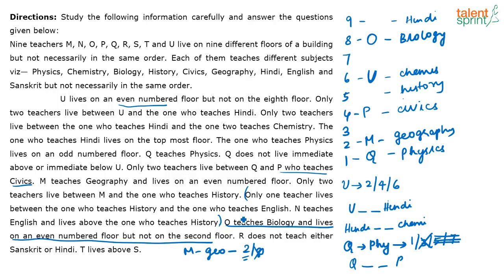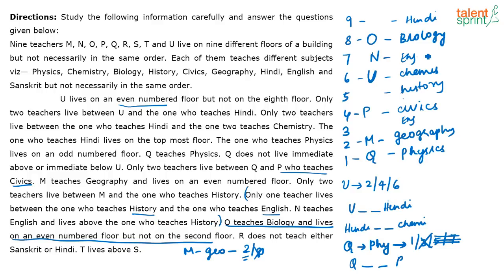So it is given clearly that there is only one person between the person who teaches history and English. So if this is history, either this can be English or this can be English. But what have they clearly given? Next statement, they say that N teaches English and lives above the one who teaches history. So where should N be?